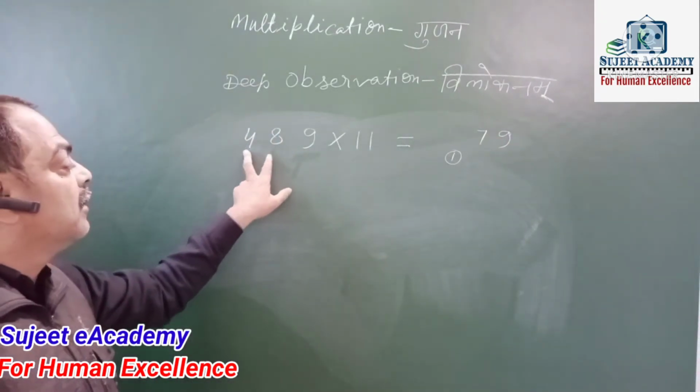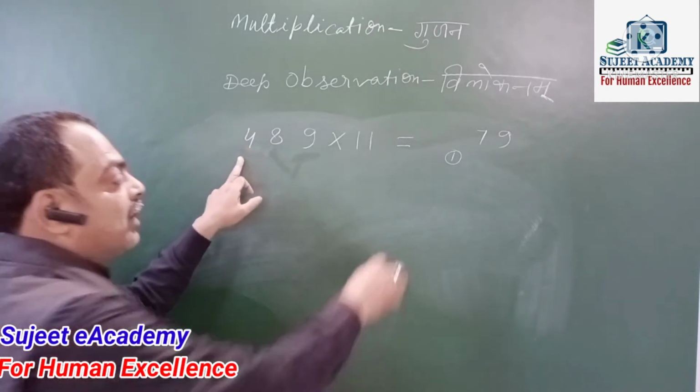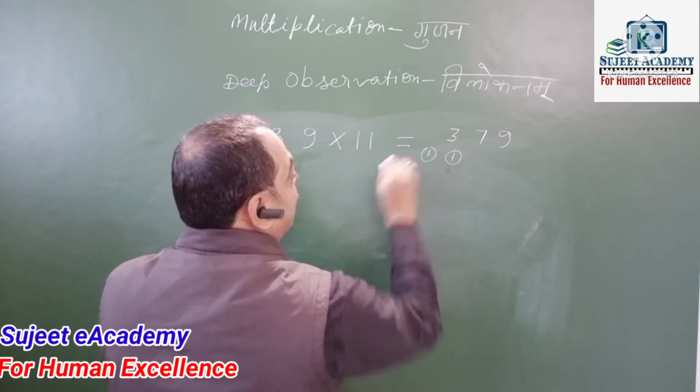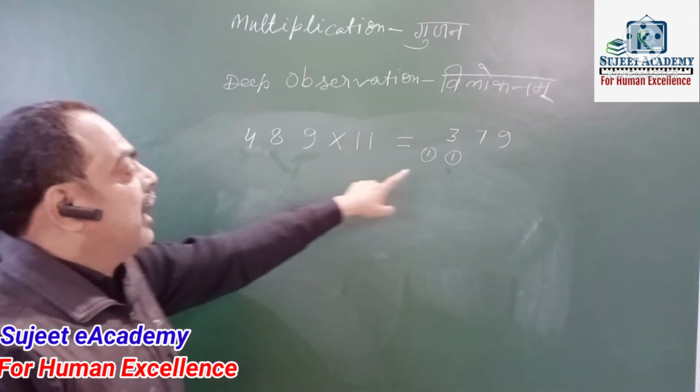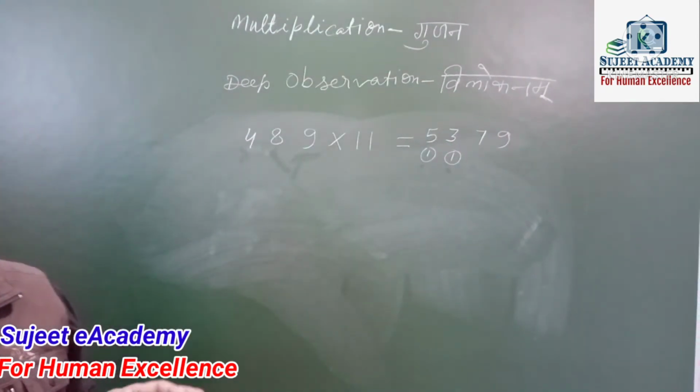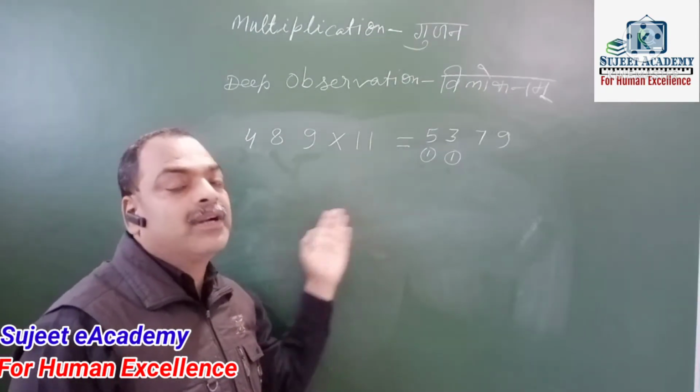Now this one, 4 plus 8 is 12. 12 and 1 is 13. You put 3 here, carry 1 here. Then 4 and this one is 5. This is the simple way when we carry forward.